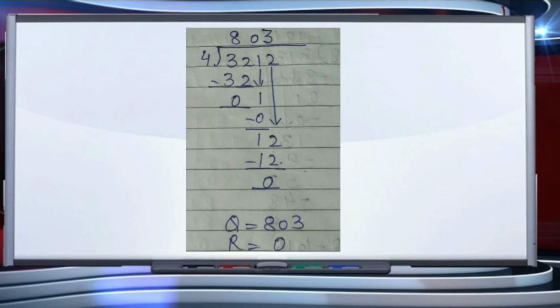Next is the fifth question. We are having 3212 divided by 4. When we divide 3212 by 4, what we get? 4 8s are 32. 32 minus 32 will be equal to 0. Next we will bring 1 down. 1 is smaller than 4. So 4 zeros are 0. 1 minus 0 will be equal to 1. And bring 2 down. 4 3s are 12. 12 minus 12 will be equal to 0. So quotient is 803 and remainder is 0.